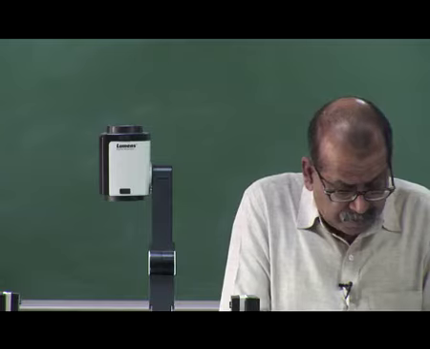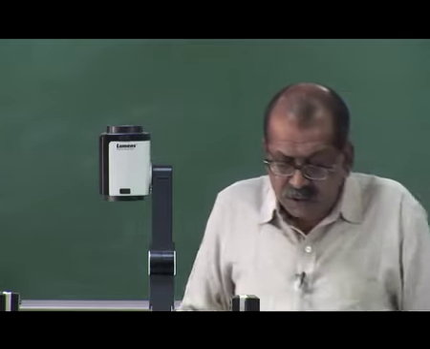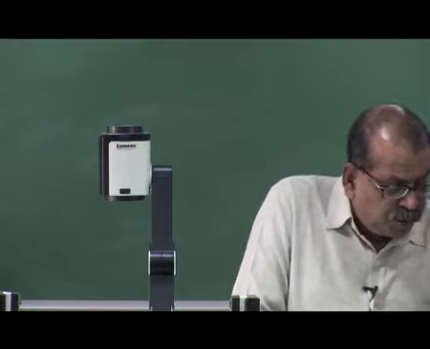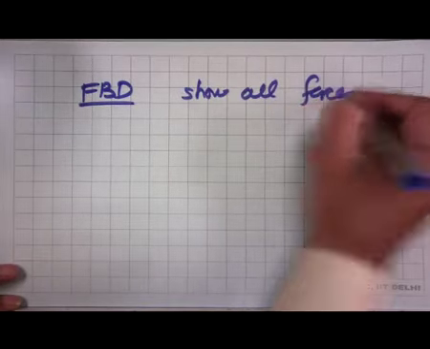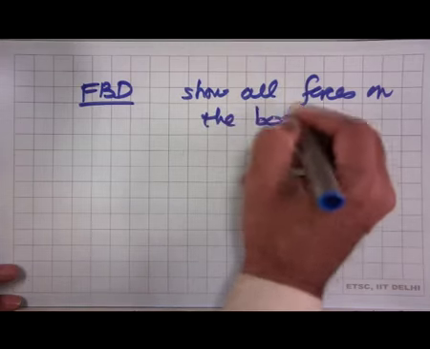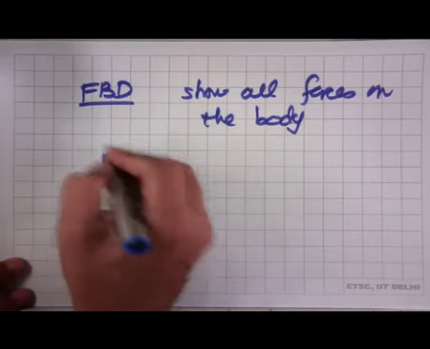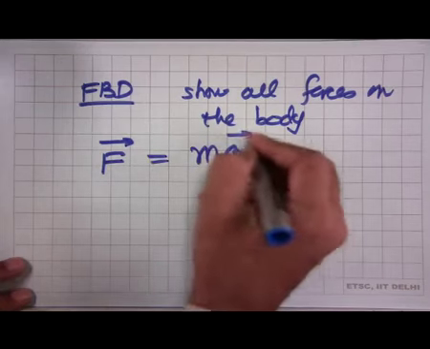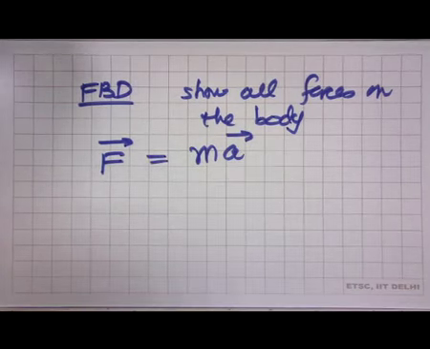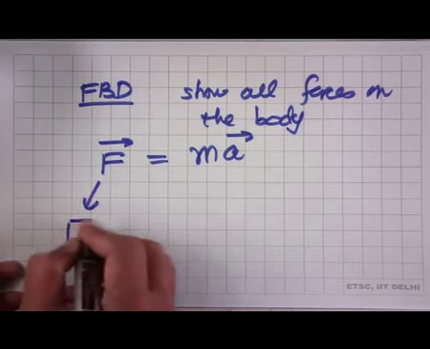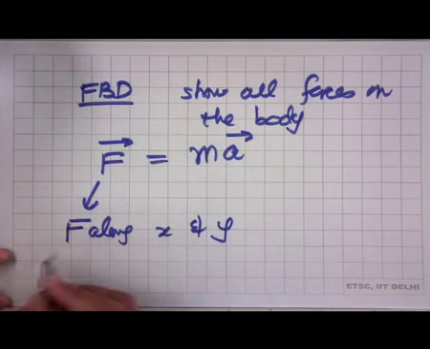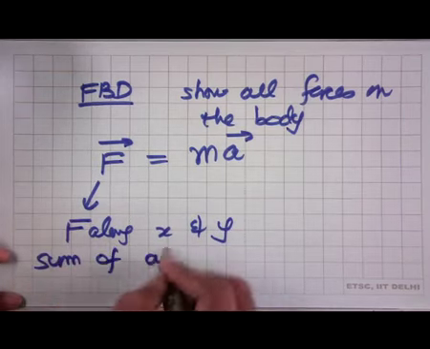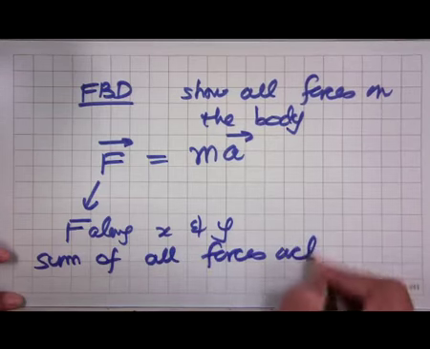Then, after we draw the free body diagram, we show all the forces on the body, and then we will put F is equal to ma. So, in a two dimensional problem, we will resolve F along x and y. Now, this F is a sum of all the forces acting on the body.